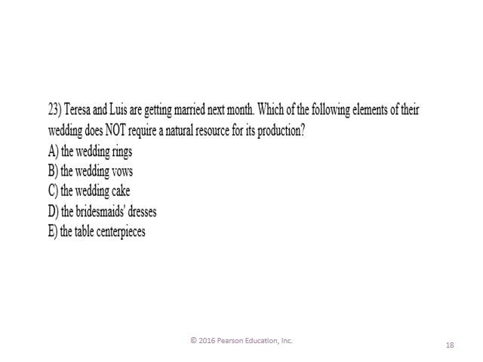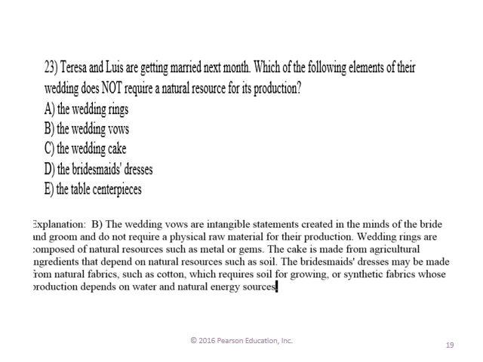How about the wedding vows? Do you think that's a natural resource? No, maybe that might be intellectual. Of course, we're not talking about a business situation here, but maybe intellectual, but I would not call it a natural resource. The wedding cake, obviously, the dresses, assuming they're using some sort of natural product and they're not made of polyester or something like that. And the table centerpieces, we're assuming, not plastic flowers, right? Real flowers. But clearly, what the answer here is, B? Okay, the wedding cake is using natural resources.